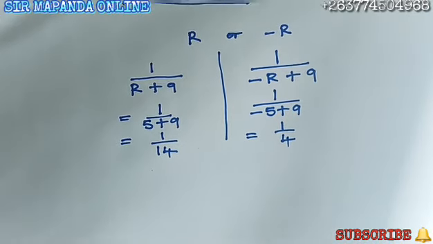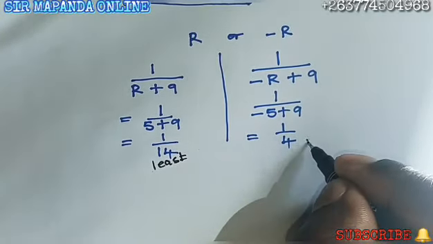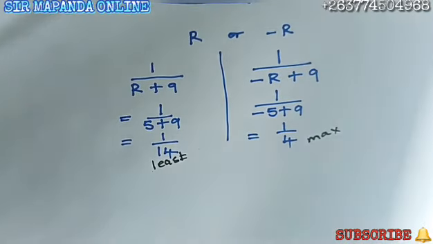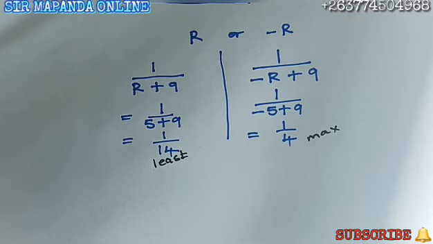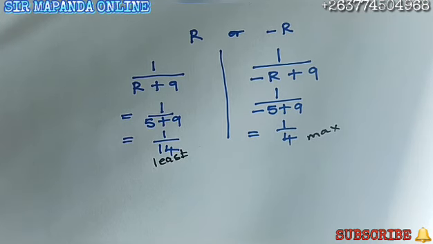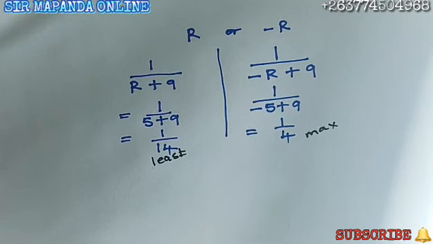So you can notice that 1 over 14 is the smallest value. So this is your least value. And 1 over 4 is your maximum value. This is how you go about it to find the least value. You simply substitute 4 cos theta minus 3 sin theta with R or minus R, whilst everything remains the same. After calculating on the left and on the right, the smallest figure is your least, the largest figure is your maximum.